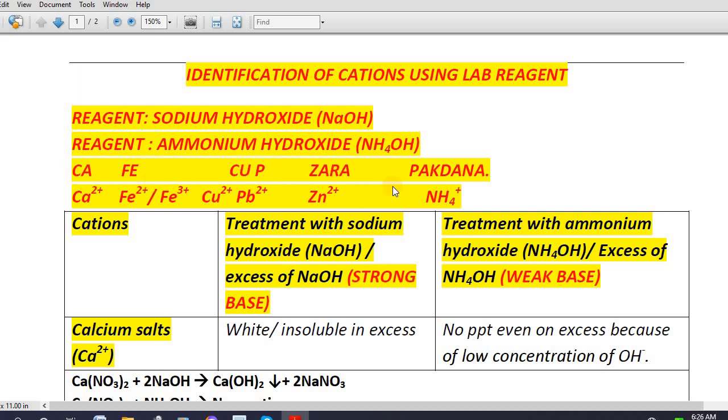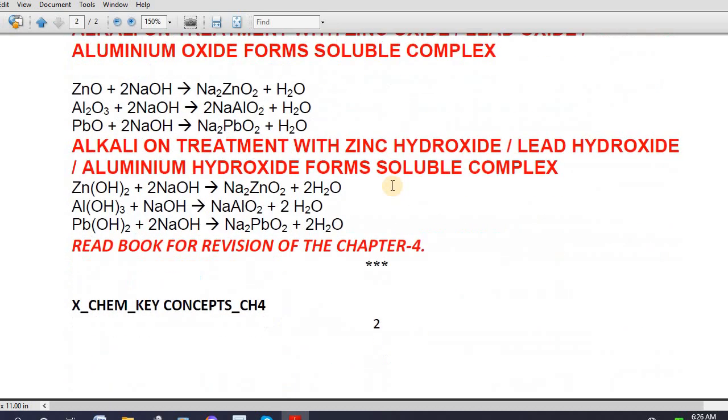So I would like to request you to practice and read the book, so that the concept coverage will be there for this part.